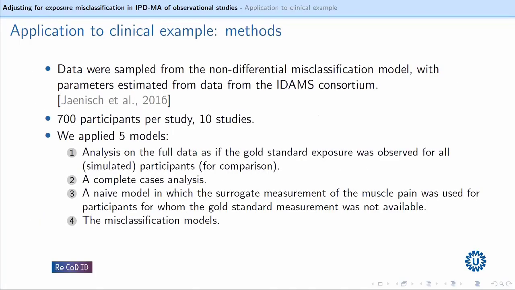We apply this to the clinical example using the data that is similar to the data from the IDEMS consortium. We have 700 participants per study and 10 studies, and we apply 5 models. First of all, we have a model that takes all of the data, even the data that is missing. Then we have a complete case analysis that only uses the studies for which we have the gold standard. Then we have a naive model which uses the misclassified covariate exposure when the gold standard exposure is missing, and we have the misclassification models.